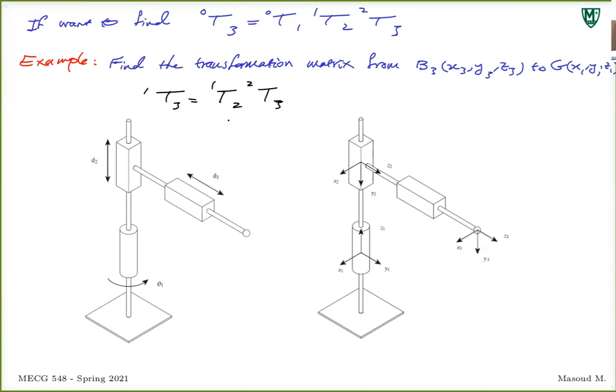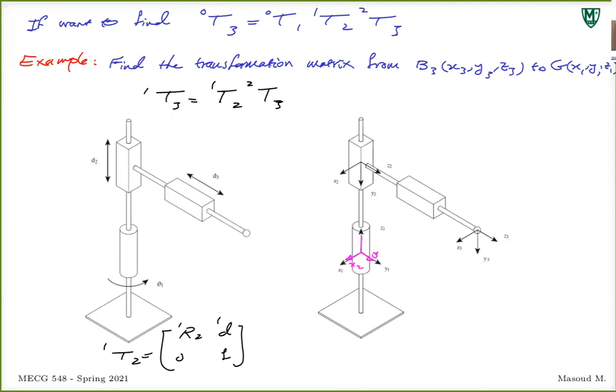Same story. Let's start with 2 to 1. T2 to 1 is obviously equal to R2 to 1, D in 1, 0 and 1. So I have to follow the same process. I have to start with where my X1, Y1, Z1 is. I am going to put X2, Y2, Z2 exactly where that is.